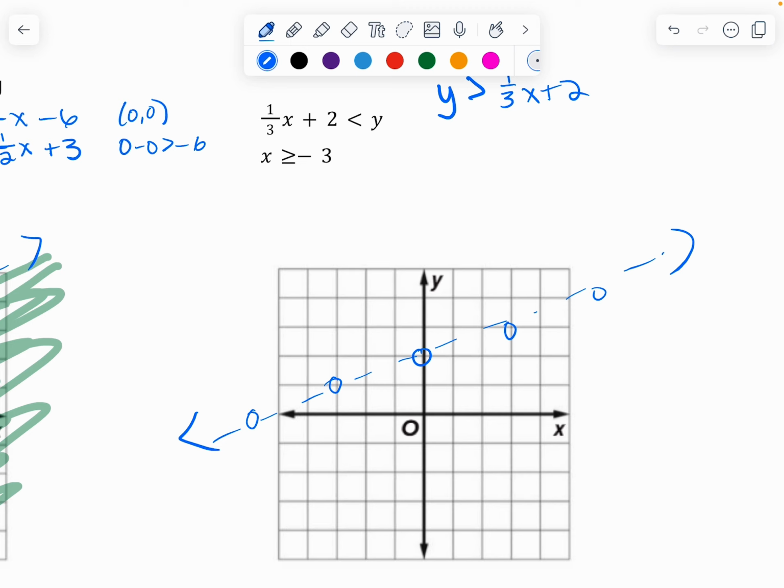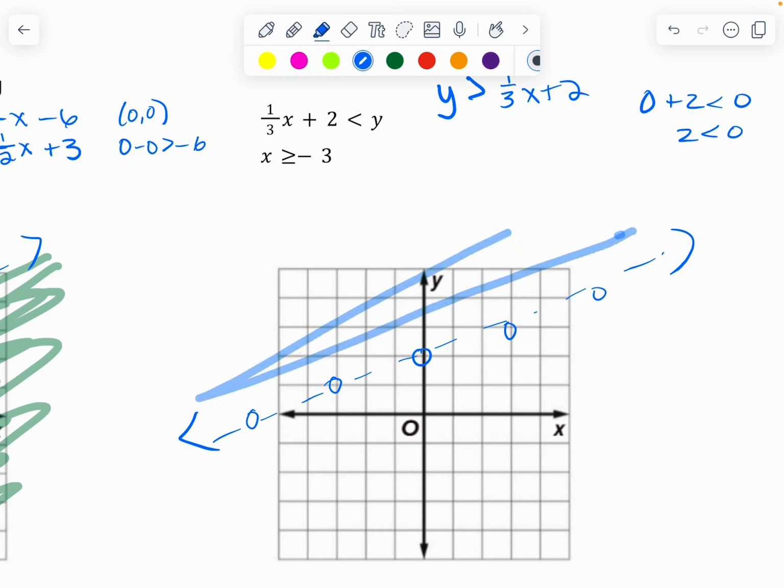Okay, test point. So if I use 0, 0, is 0 plus 2 less than 0? Is 2 less than 0? No, it is not. So that means that I have to do the opposite side. So we're doing this side.